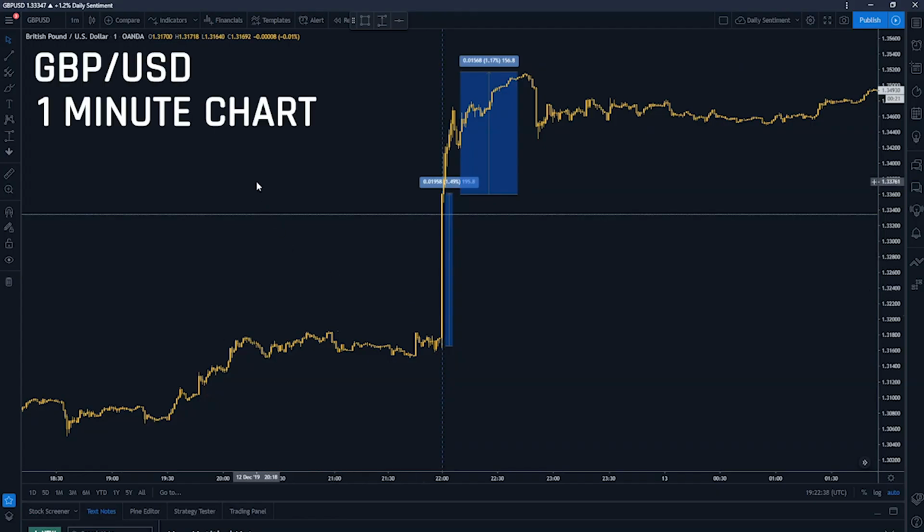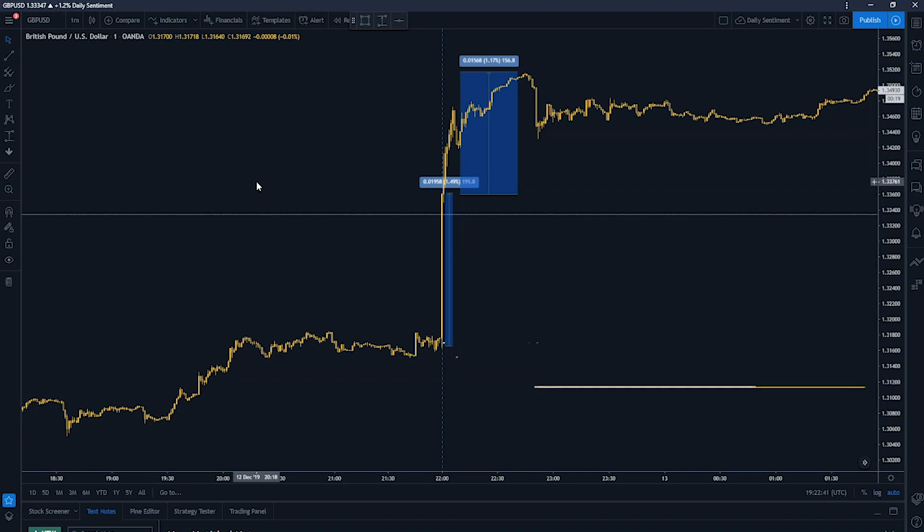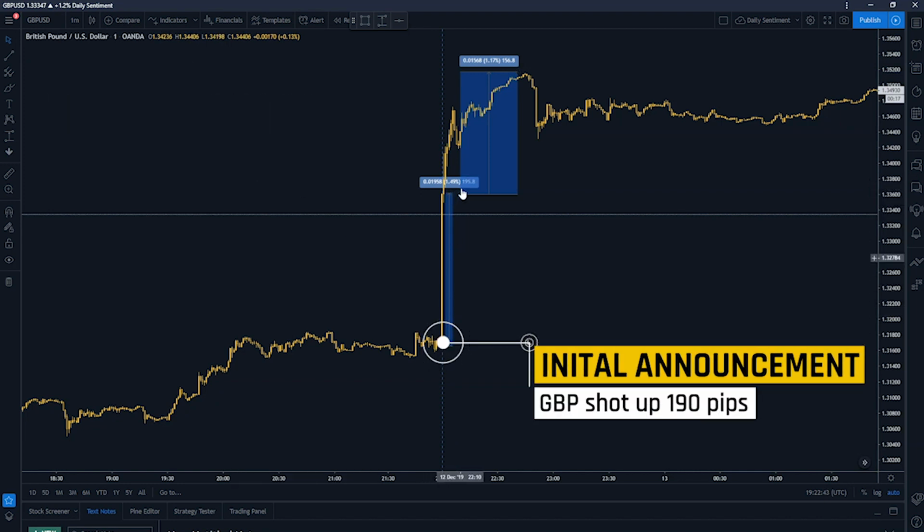Now, if we quickly jump back to the charts, there we go, and this is a 1 minute time frame. We can see that immediately after this release, in that first 1 minute, the pound shot up a total of almost 196 pips to the upside after that release hit the wires.